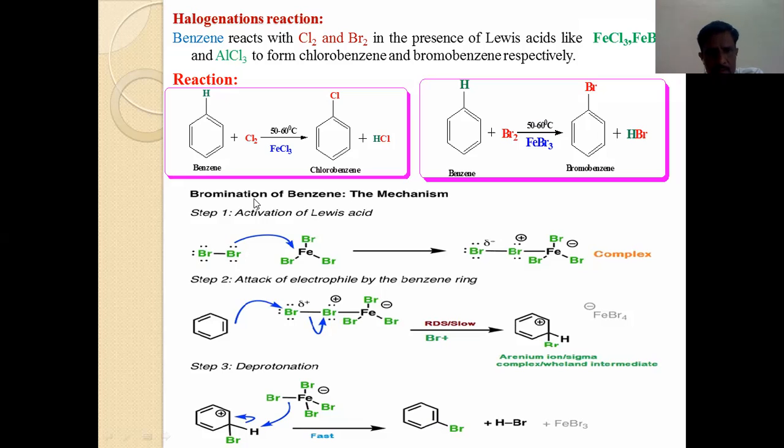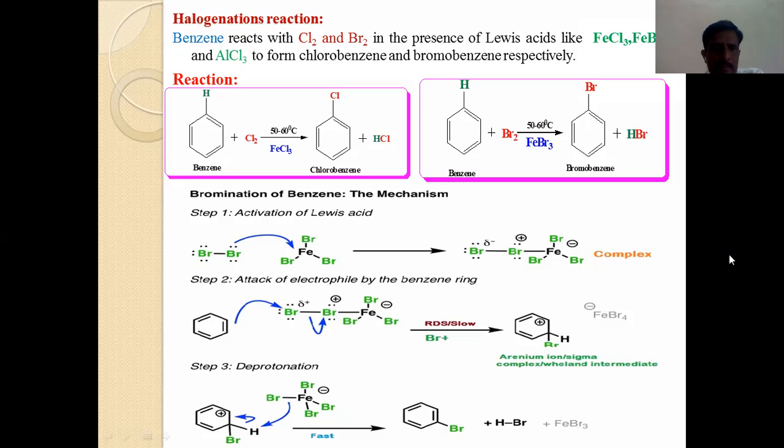So again I am repeating the detailed mechanism of bromination of benzene. In the first step there is activation of Lewis acid, or formation of a complex between ferric bromide and molecular bromine. In step second, this complex generates the bromonium ion which attacks the benzene molecule, and this is the rate determining or slow step, forming an arenium ion or sigma complex having Br as one of the substituents. In the last step, the deprotonation step, one proton is removed from the benzene molecule containing the bromine atom, and HBr is eliminated with FeBr3 as a byproduct, and the major product is bromobenzene.